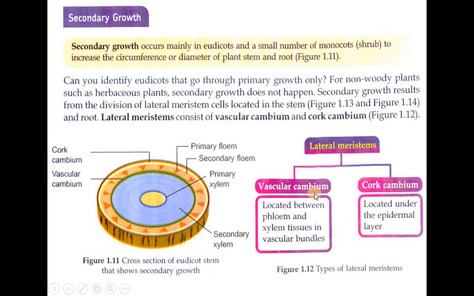Where is the vascular cambium? It is located between the phloem and xylem tissues in the vascular bundles. And where is the cork cambium? It is located under the epidermal layer. As we can see here, the green layer refers to the vascular cambium, and the light yellow color here refers to the cork cambium.